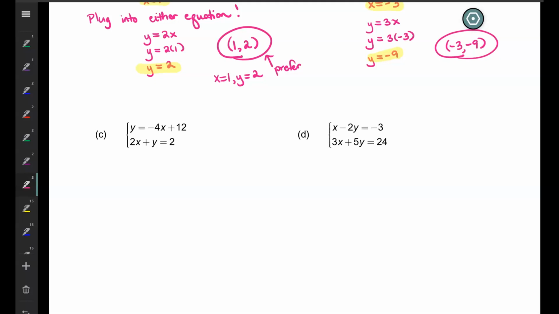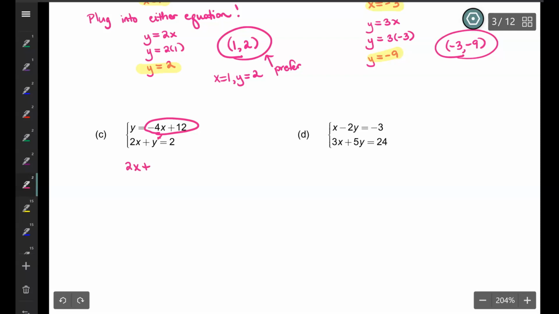Okay, maybe you want to pause it and see if you get the same answer as me for the next one. I have y equals -4x plus 12, so that's what I'm going to replace in the second equation. So I have 2x plus -4x plus 12 equals 2. So that's going to give us -2x plus 12 equals 2.